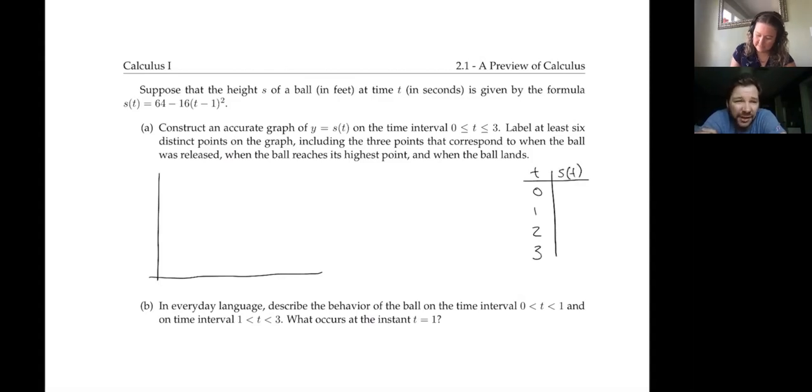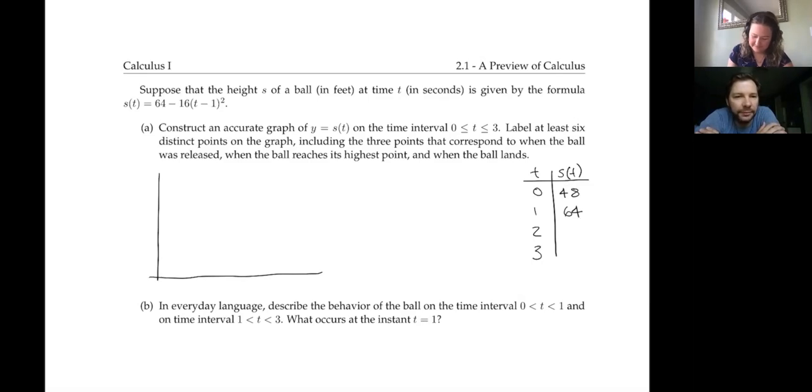So when you plug in 0, I think I get 64 for the height. Yeah, that's the easy one. And 1 would be pretty easy too, because, oh, wait a minute. When you plug in 0, that's not what you get. You don't get 64. That's when you plug in 1. When you plug in 0, you get 64 minus 16, right? So 48. Yep, practicing our mental math here.